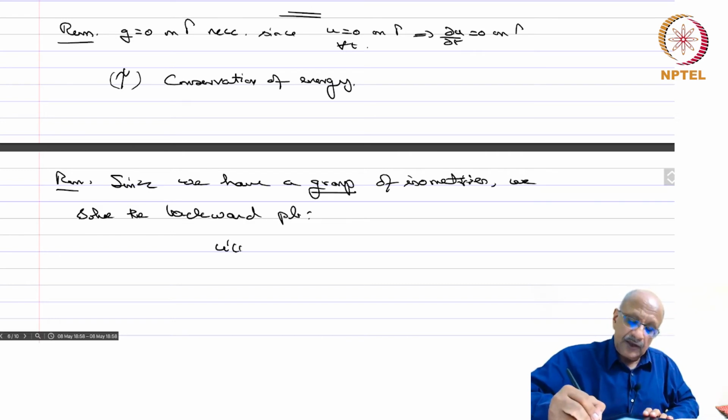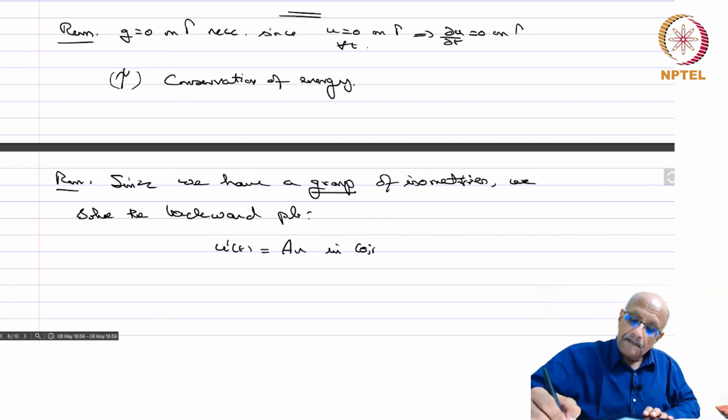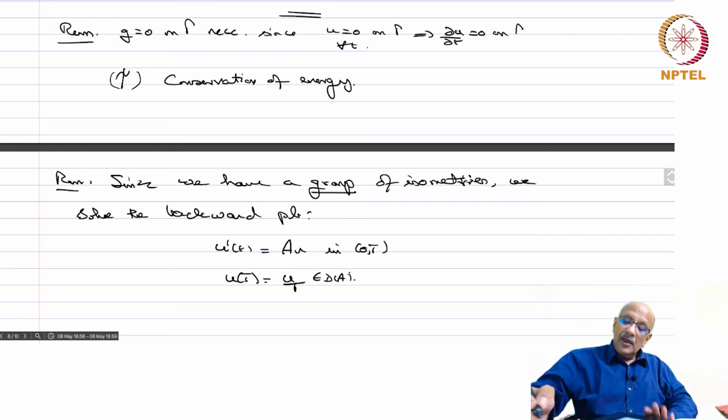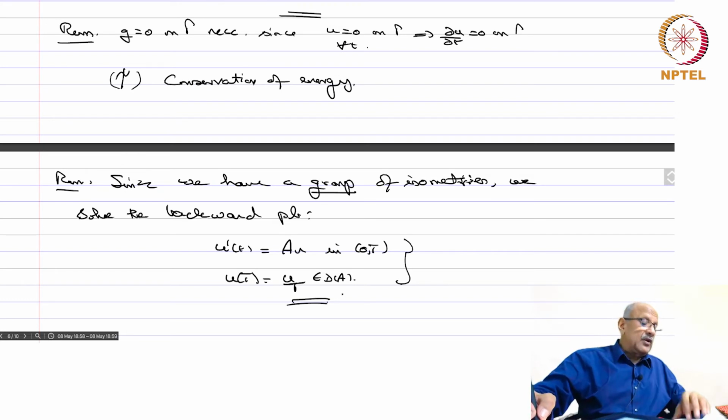Namely, u'(t) = Au in (0, T) and u(t) = U(t)u_0, assuming it is in the domain of A, and therefore this problem has a solution, since you have a group of isometries. So similarly, since we have a group, unlike the heat equation where you could not solve it backwards, here you can solve it backwards.